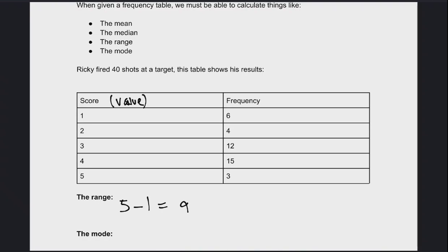Then the mode, that is the value that occurs with the highest frequency. So we look at our frequency column and think, what's the highest? We can see that 15 is the highest, and let's look at the corresponding score. So the mode is going to be 4.